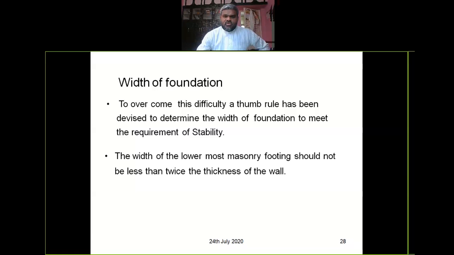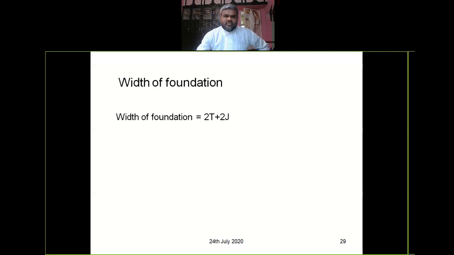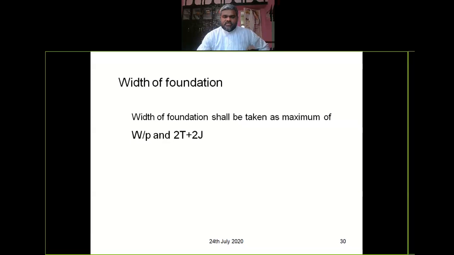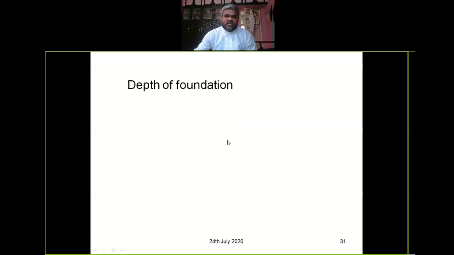The width of the lowermost masonry footing should not be less than twice the thickness of the wall, and width of foundation is 2t plus 2j, where t is the thickness of wall and j is the concrete offset which is given. The width of foundation shall be the maximum of W by P or 2t plus 2j; of both formulas, the maximum value of these two will be taken, right?